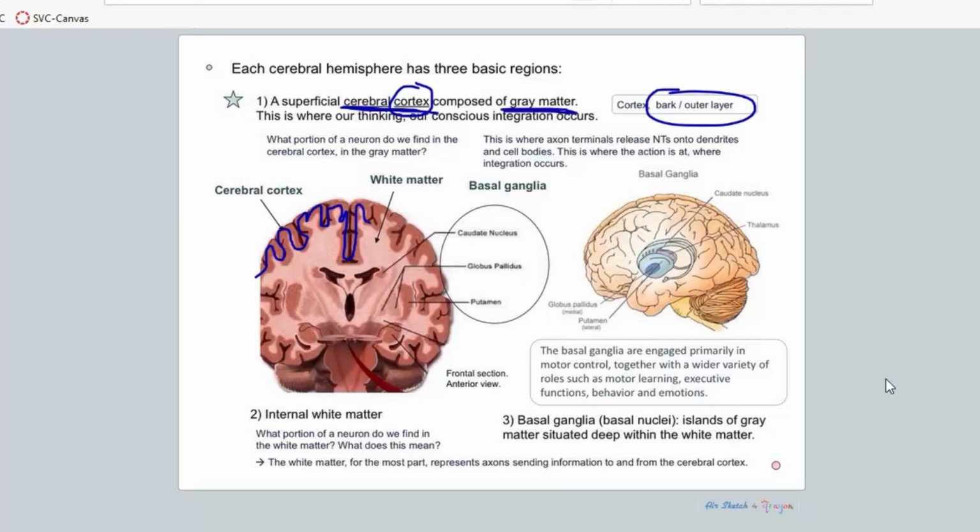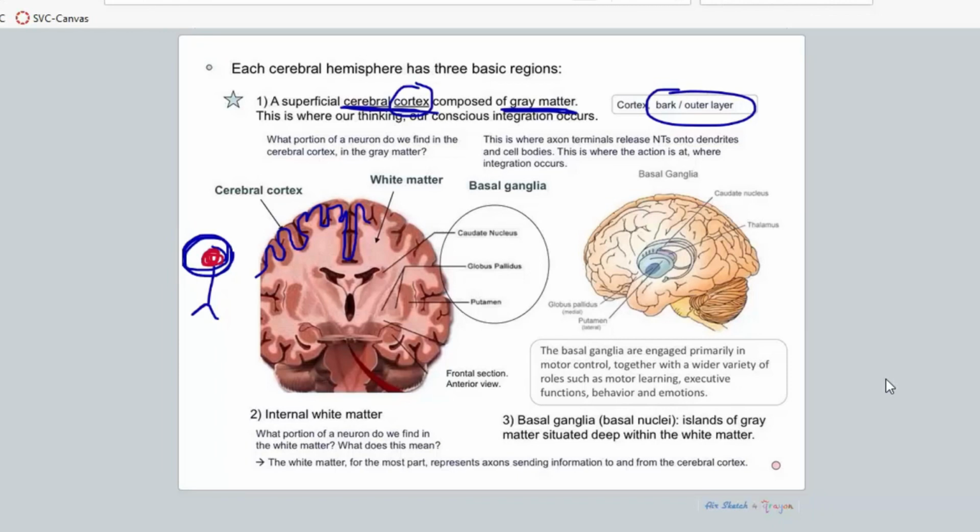Now, the reason it's gray, if this is a neuron, remember the brain is composed of billions and billions of neurons. The reason it's gray is because we have collections of nerve cell bodies located up there in that cerebral cortex. So the portion of the neurons that we find up there in the cerebral cortex are these nerve cell bodies.